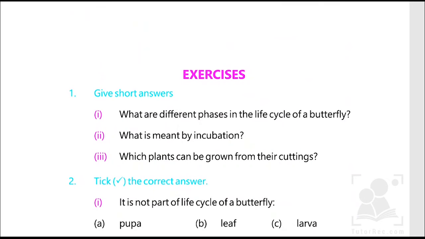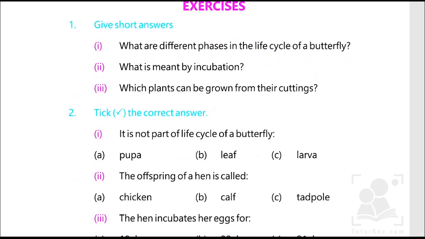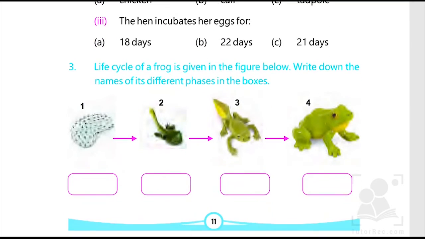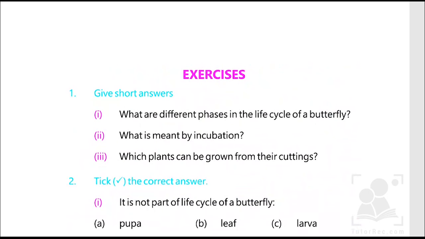Next we have its exercise. So let's have a look. The first one says give short answers. So you have to give short answers of this. Then tick the correct answer. You have to find out which answer is correct. And then you have to mention the names of a frog. So let's start.